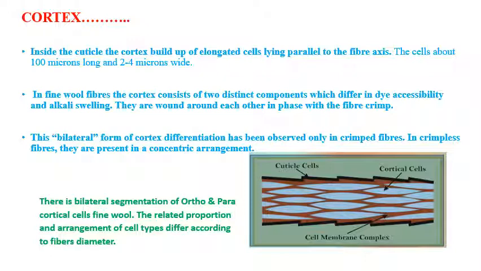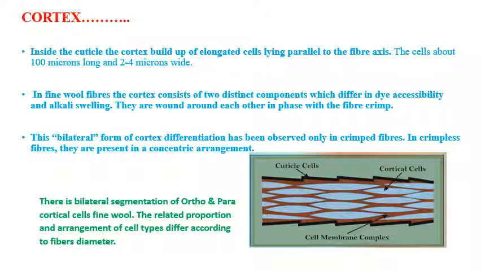which is called crimpiness or crimp. So there will be a bilateral arrangement of the two kinds of cells, that is called ortho cells and para cells. This bilateral form of cortex differentiation has been observed only in crimped fibers, whereas in the case of crimpless fibers, they are present in a concentric arrangement. So the two kinds of cells, ortho and para, are arranged bilaterally in the case of fine wool, and that gives the crimpiness or waviness, whereas in the case of coarse wool, they are in concentric arrangement and then there is not much waviness or crimpiness.